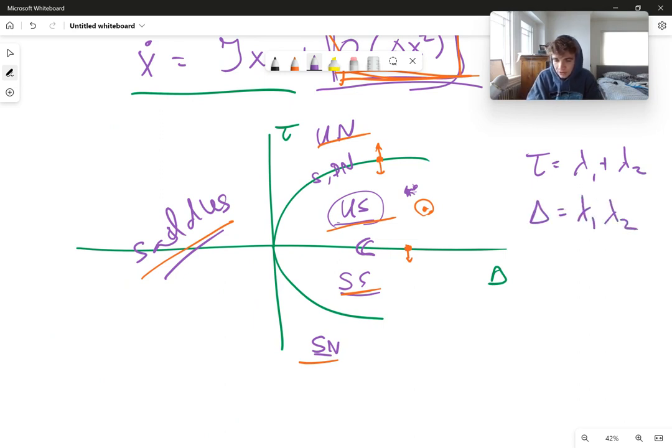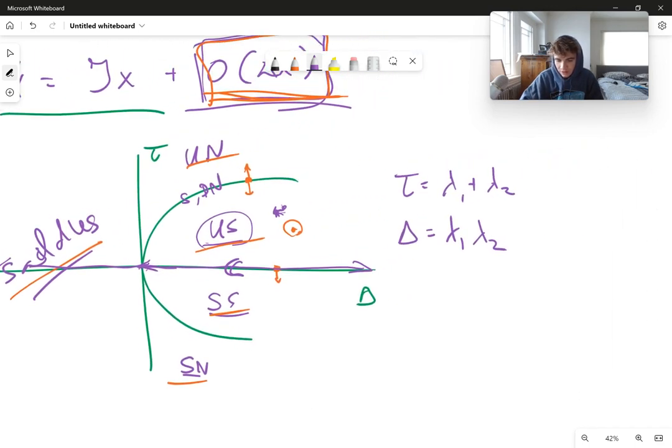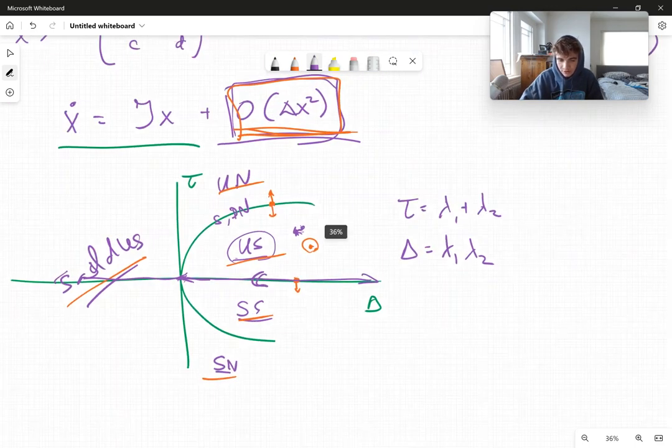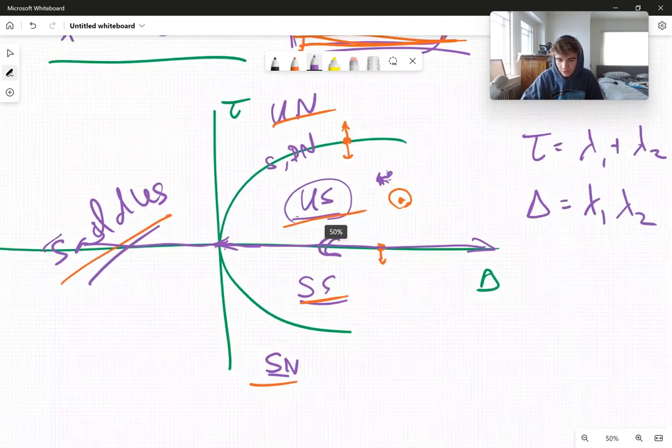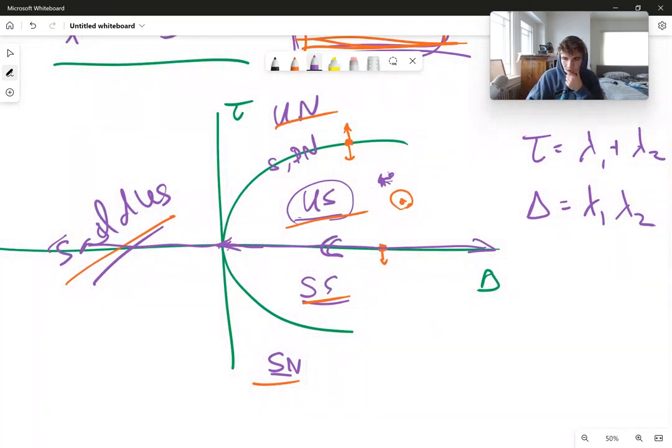So as long as the fixed point doesn't fall on this line, then essentially we have that, wait, trace is 0. Excuse me. Determinant goes to 0. I'm confused now.